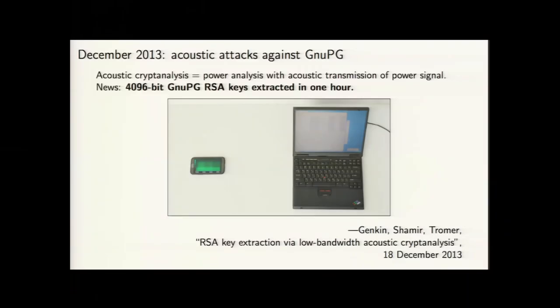And so from a considerable distance, they were able in 1 hour to find a 4,096-bit GPG key. The 1 hour was the time the key was being used for, somehow they were forcing the machine to do a lot of decryptions using that RSA key, and then they got the 4,096 secret bits. Now, you might think, okay, I can look around the room, there's nobody who's that close to me with a microphone. But they also demonstrated the same attack using the totally wimpy microphone on a typical smartphone. And again, 1 hour, they managed to get a 4,096-bit key. The "they" here is Genkin and Shamir and Tromer.